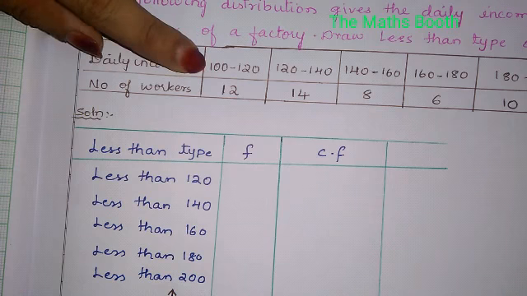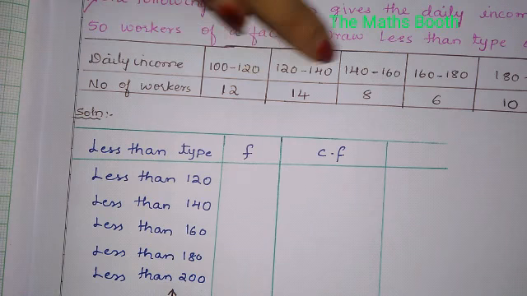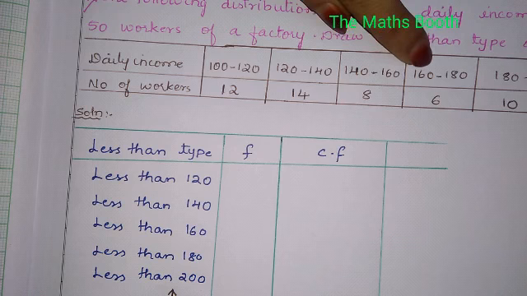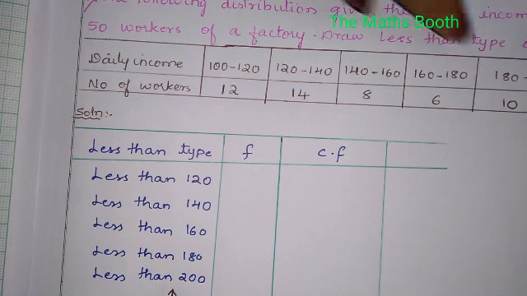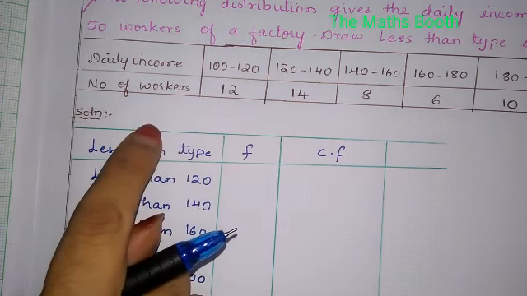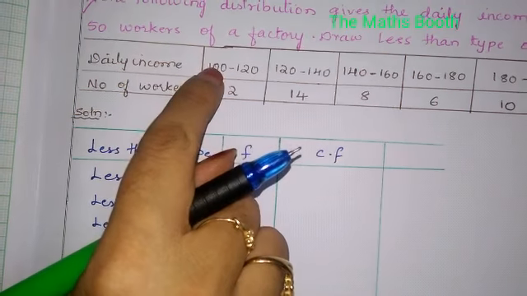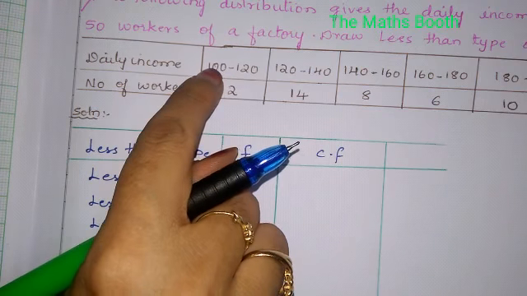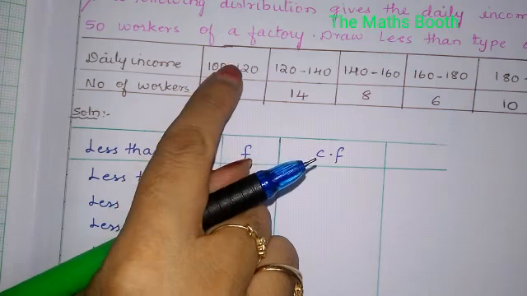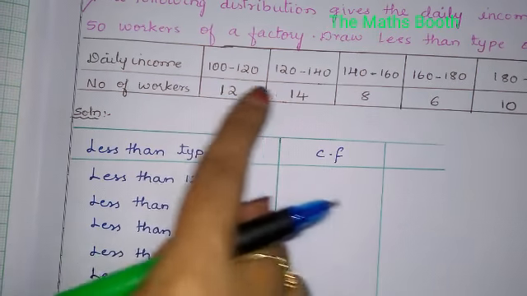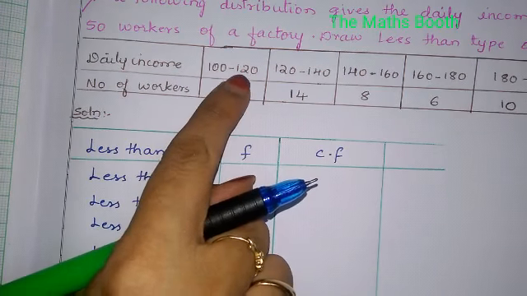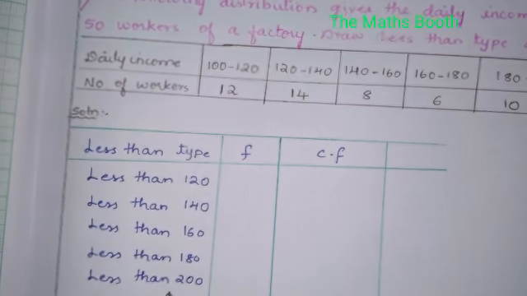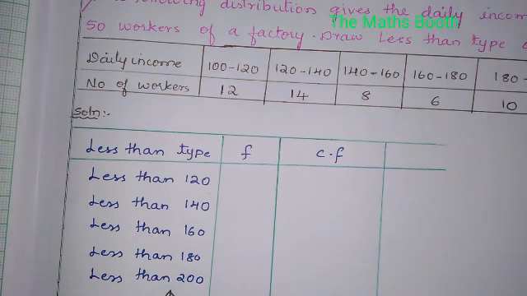For example, if it would have been more than type, they would have told draw more than type. At that time, more than 100, more than 120, more than 140, more than 160, more than 180. If they ask more than type OGIVE, then we have to go for the first number. And if they would have asked less than type OGIVE, we have to go for the upper limit. Okay. Let us see now.